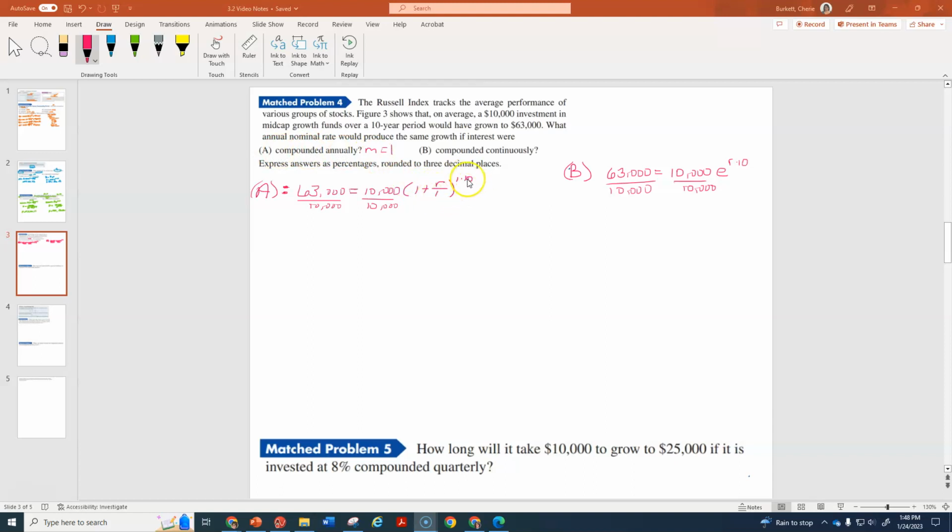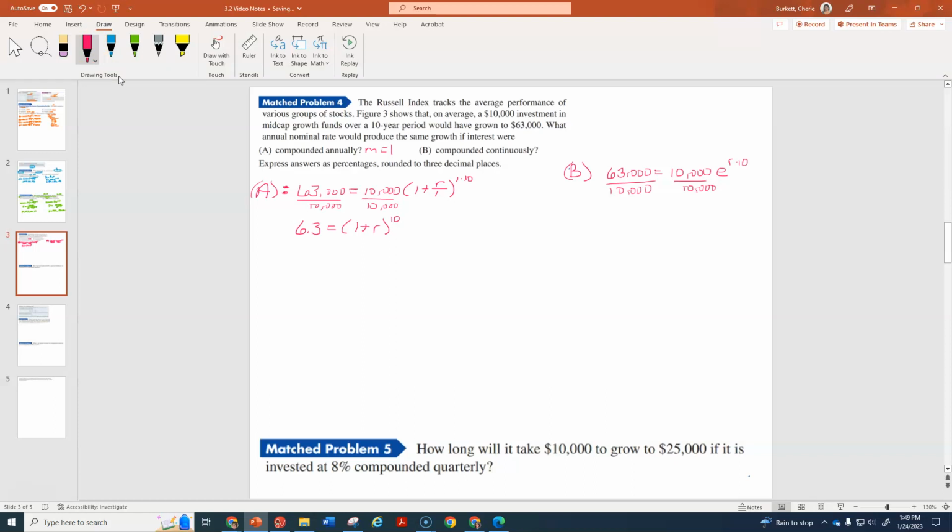I'm raising it to the 1, the number of times it's compounded, times the number of years. I'm trying to solve for R, so that means I've got to get rid of all this other stuff. So again, this is 10,000 times that parentheses, so I'm going to divide both sides by 10,000. That leaves me with 6.3. 63,000 divided by 10,000 reduces down to 6.3, and now I'm left with just my parentheses. R, and R over 1 is just R, so let me write that so that it looks better. So 1 plus R, and it's raised to the 10th power.